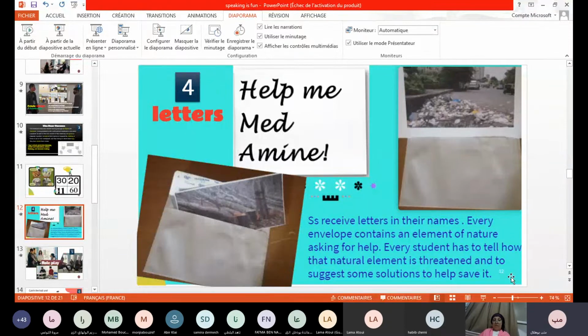I gave them a few minutes to think. They were free to take notes, but then they had to speak about their opinion, of course, related to the picture they had received. And they kept them as a kind of souvenir.